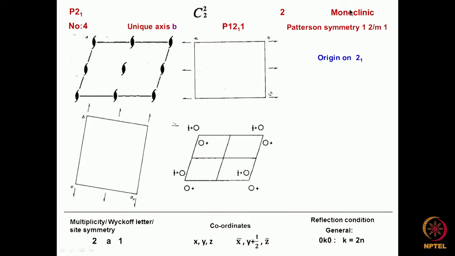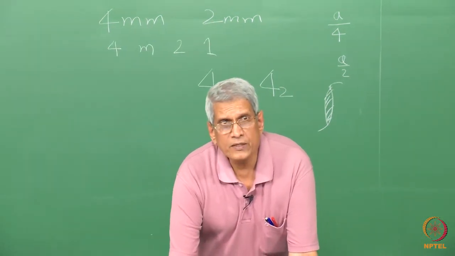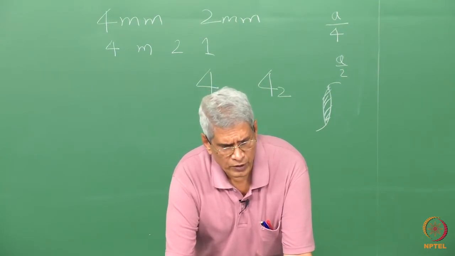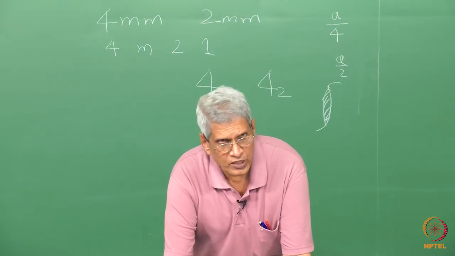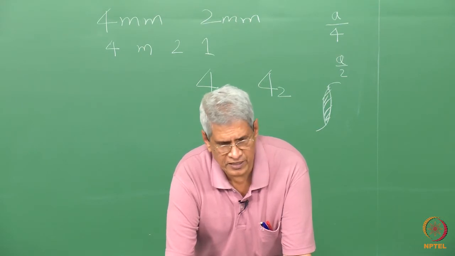Here, in a monoclinic lattice, if instead of 2 it is 2 1, that is, a screw axis is present, then this is the symbol which is used to represent a screw. And in this case also we can find out the coordinates of the atom positions. Here there is going to be only one position. I will not go into the detail in this one because I will explain it with another structure.